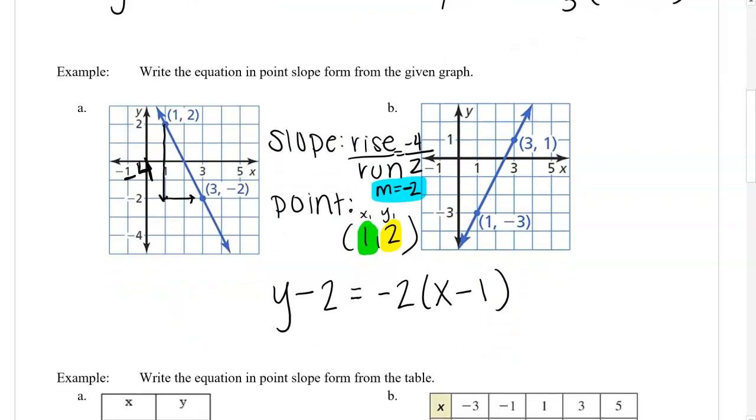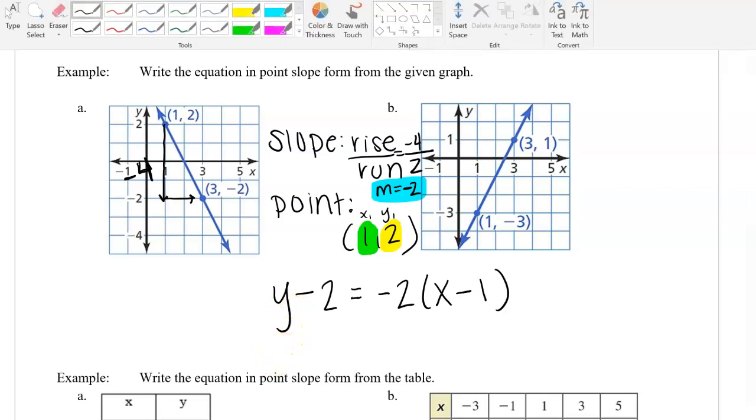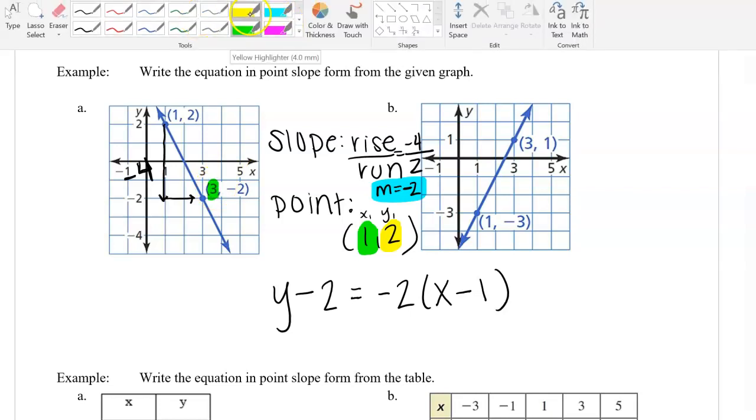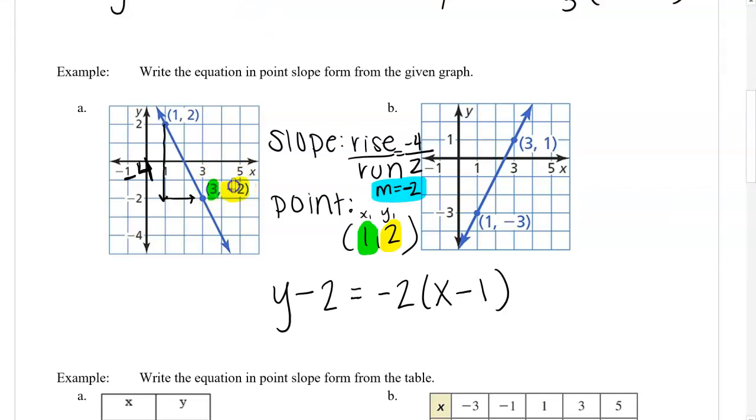This is a correct answer. I could have also chosen the point 3, -2. If I chose the point 3, -2, the value that should go by the x is the 3, and the value that should go by the y is the -2. But again, if it looks like a -2, I'm going to need a positive 2 when I write my equation. The slope is still -2, and then x minus 3. Either of these answers is correct.